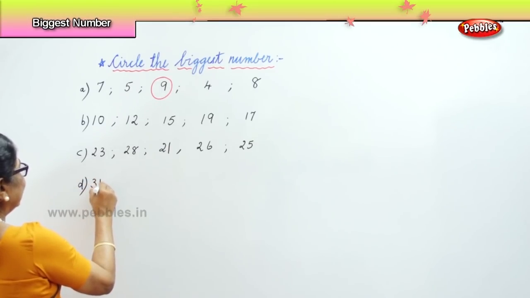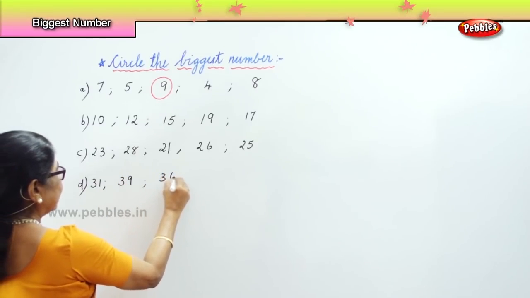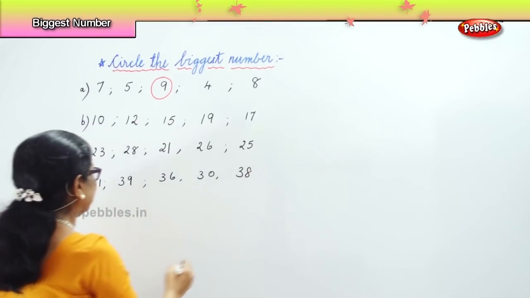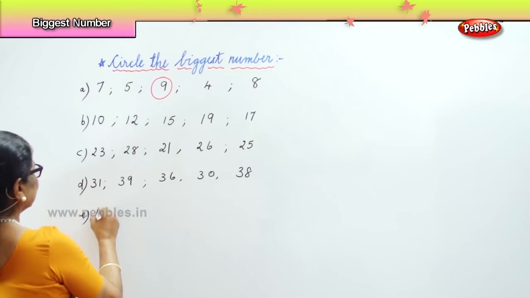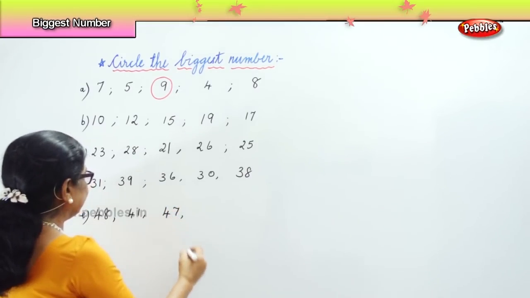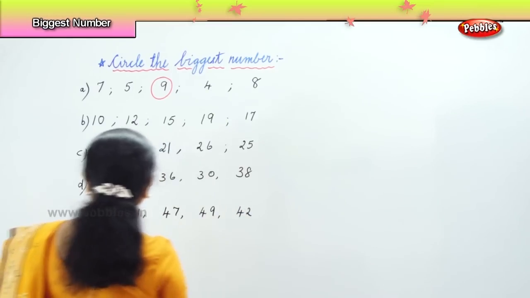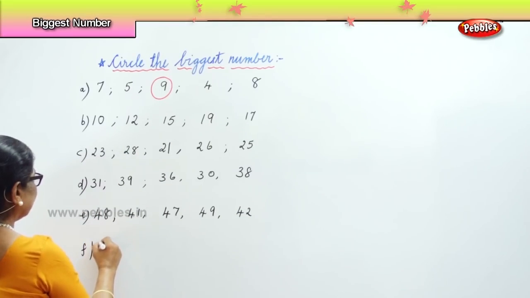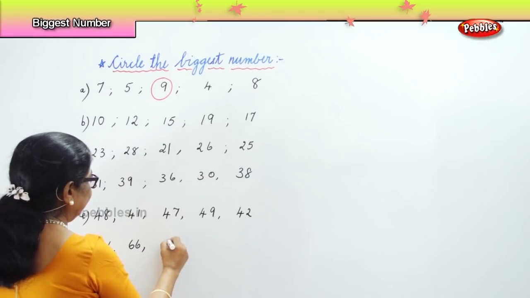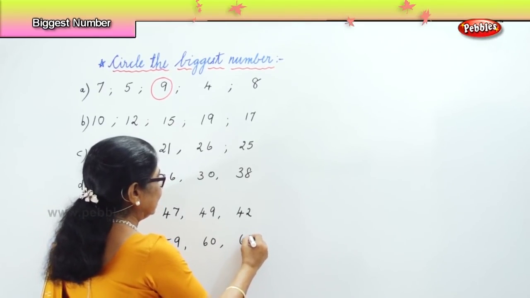Next, 31, 39, 36, 30, 38. Next, 48, 41, 47, 49, 42. Next, 56, 66, 59, 60, and 67.